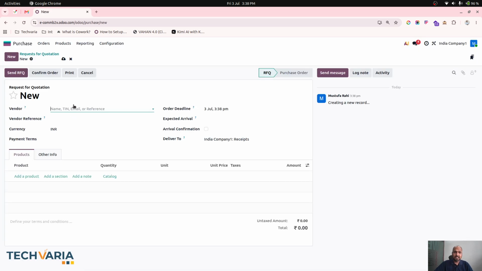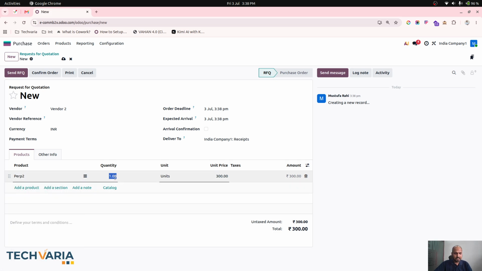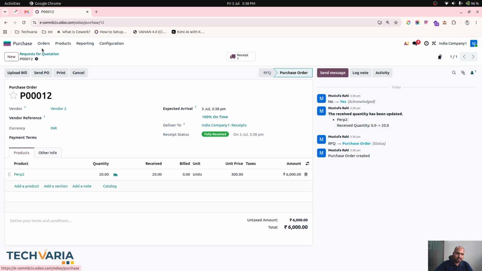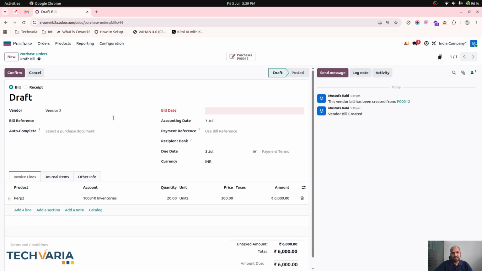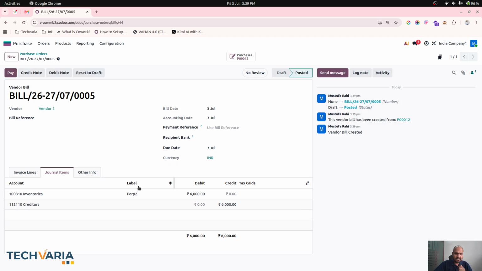So if you are using your regular purchase method with that perpetual inventory product, where I am buying, let's say, 20 units at 300 each, I am receiving that also, and then I am passing my purchase vendor bill. During this vendor bill process, Odoo will book the inventory debited because I have enabled my perpetual valuation. So the impact will go to inventory.